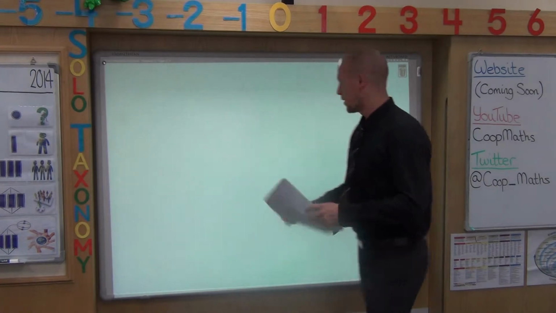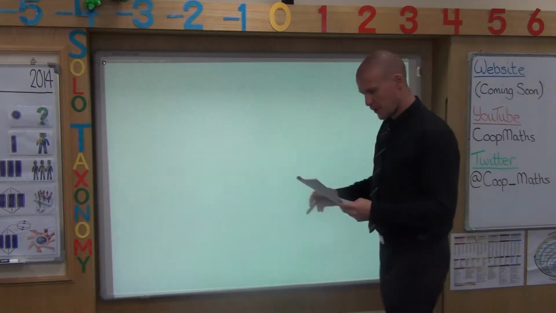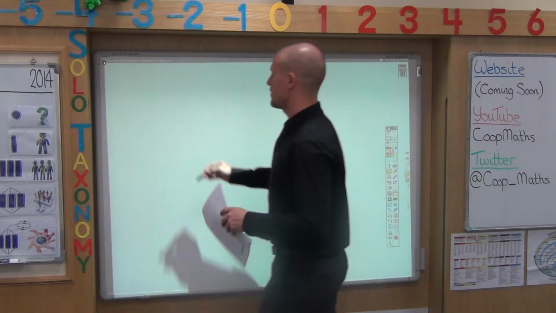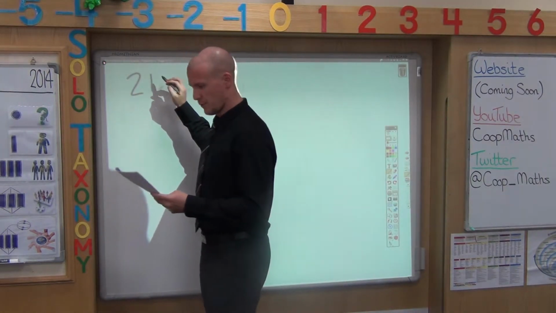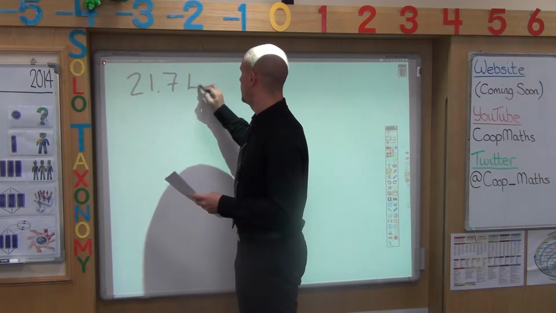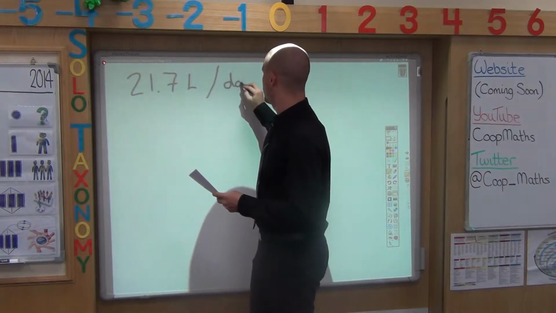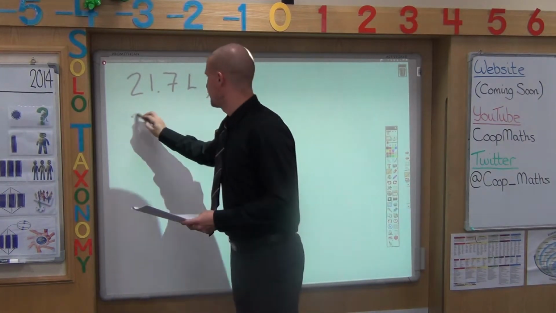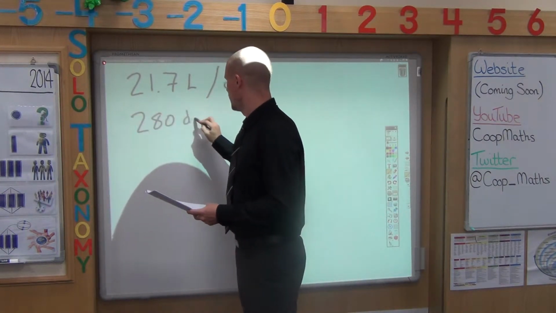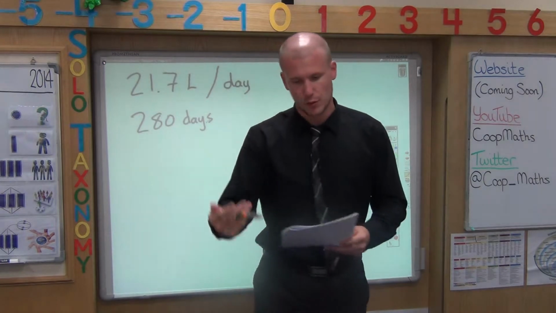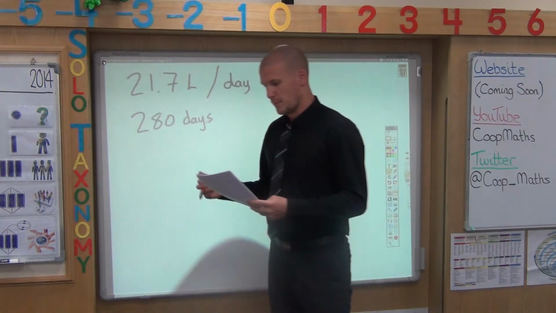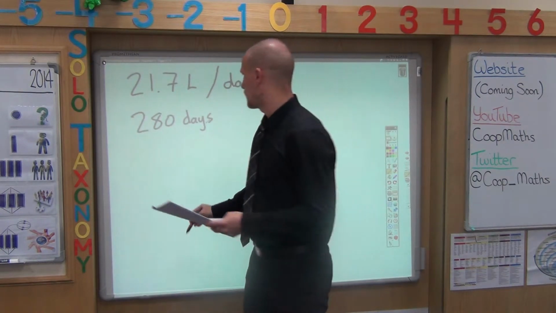Question 8, paper 1. Margaret has some goats. The goats produce an average total of 21.7 litres of milk per day. Okay, and that's for 280 days. So just getting in the habit, going through the question, jotting down the details that they give you. The milk is sold in half-litre bottles.